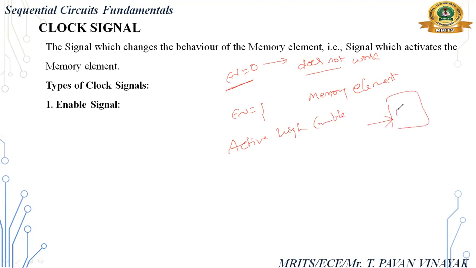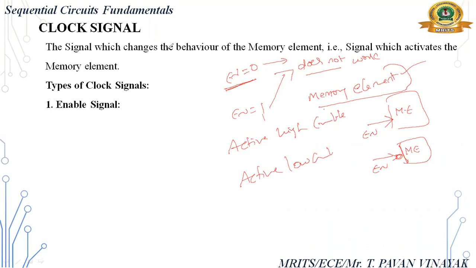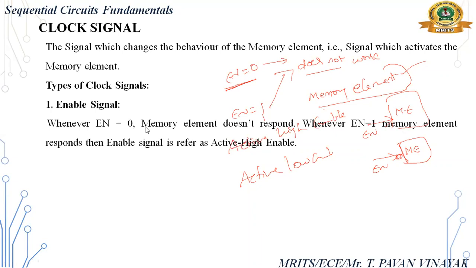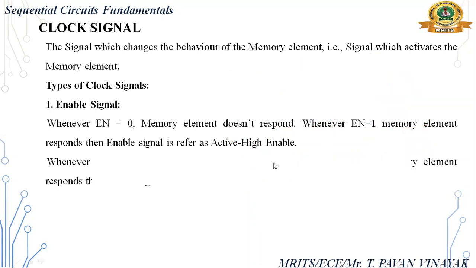We represent it like this. This is the memory element, and this is enable. Next, active low. Active low enable means we represent it with a bubble. So active low means En equal to 0, the memory element will activate. En equal to 1 means it doesn't work. Active high enable, active low enable.